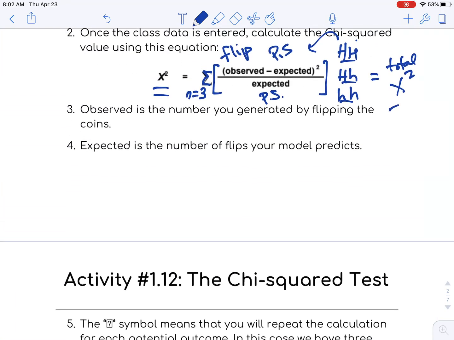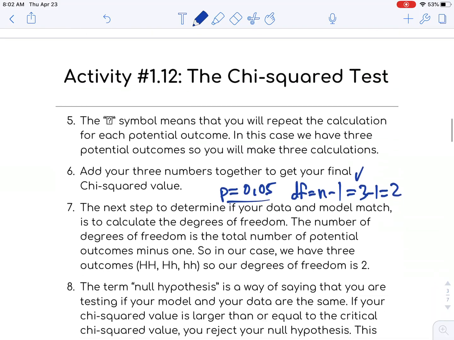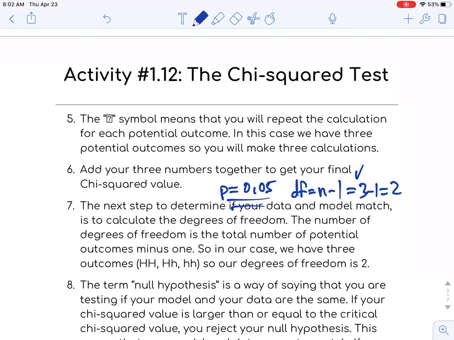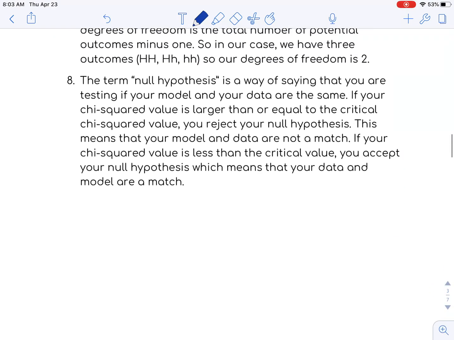So at this point, we've got some important values. We haven't actually calculated our chi-squared yet. We're going to have our p-value of 0.05, which is just standard issue when you're doing scientific studies. And then our degrees of freedom is equal to 2. So those are the things that you need to remember as we proceed on.